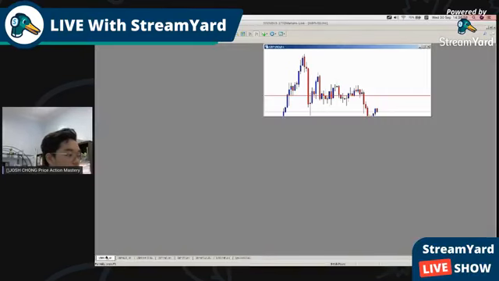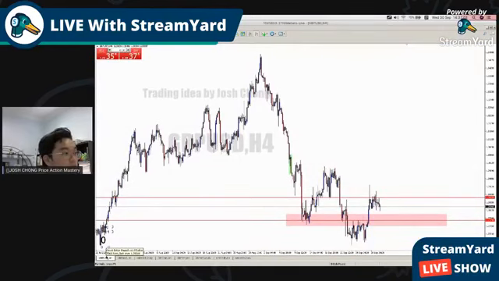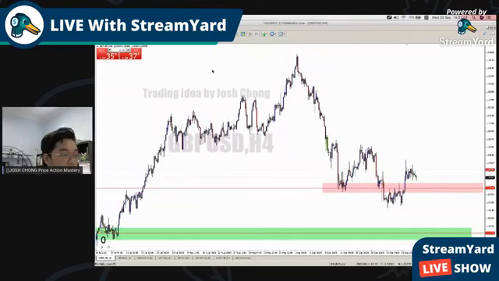Okay, let's look into GBP USD. What is the market doing? Basically, GBP USD is overall still in a downtrend. We can see that the market keeps making lower lows, a lower low and lower. There's no higher high yet. That's why sell is much better. So in this area, I will look for a setup for a short trade in this GBP USD.